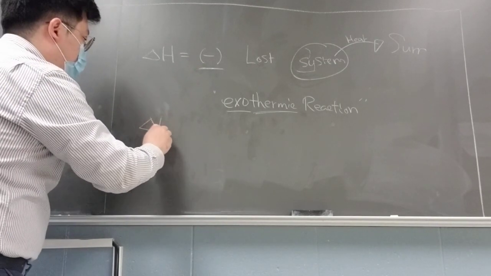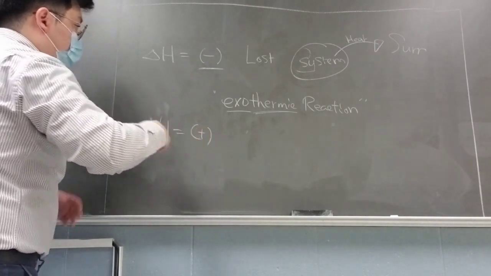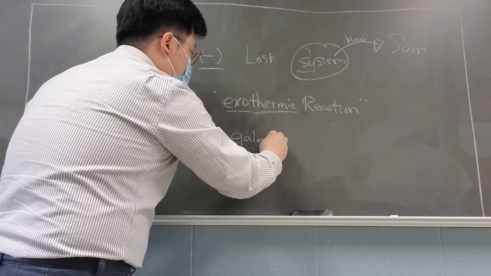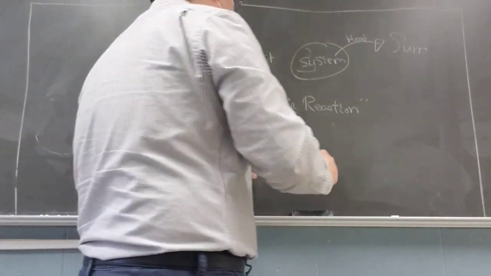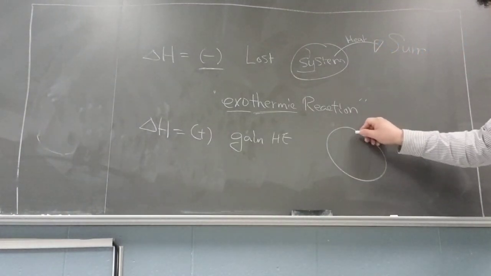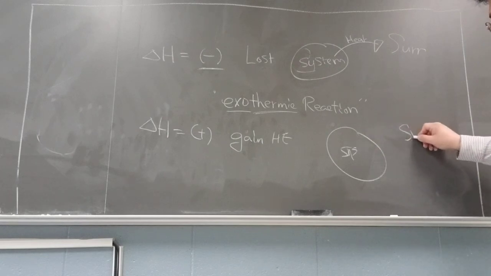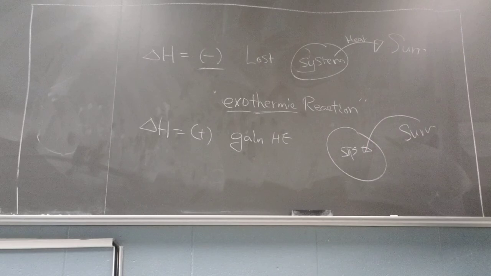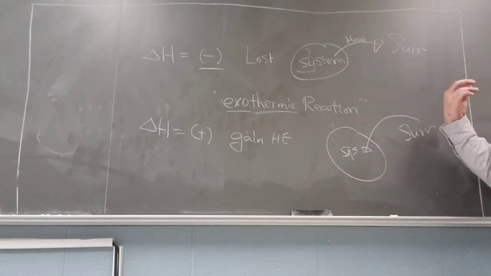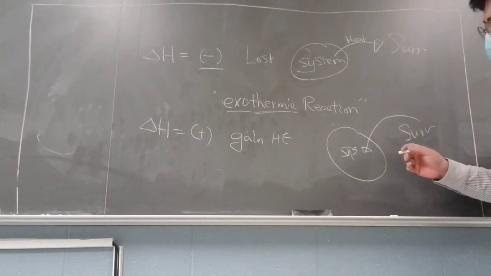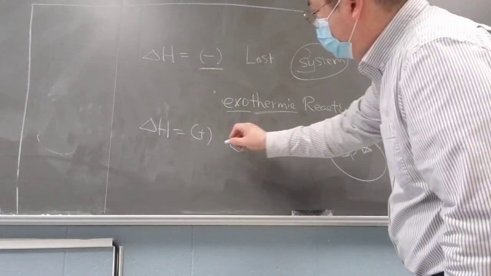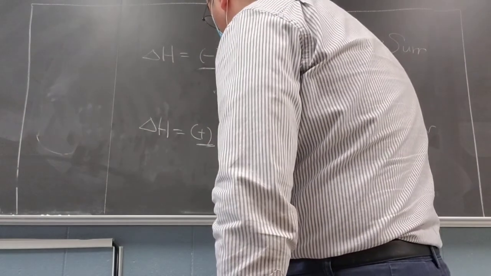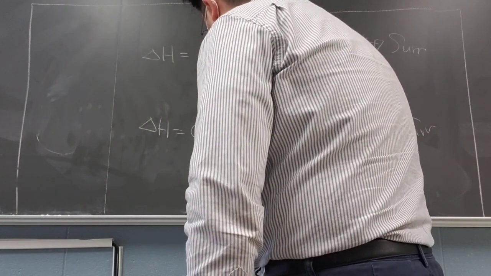If that is positive, it's opposite, right? They're actually gaining the energy, heat energy, right? So meaning, if you have a system and the surroundings outside, we're actually putting heat energy into the system. So this will have a positive sign because they're gaining energy here, and we're gonna call this an endothermic reaction.